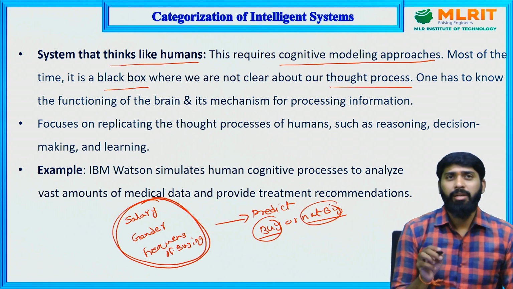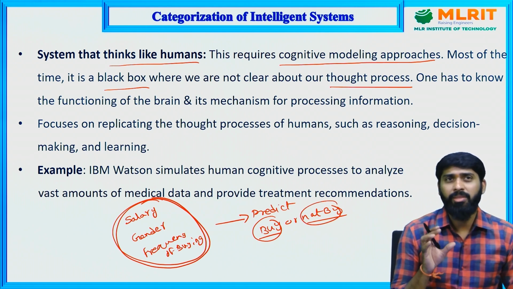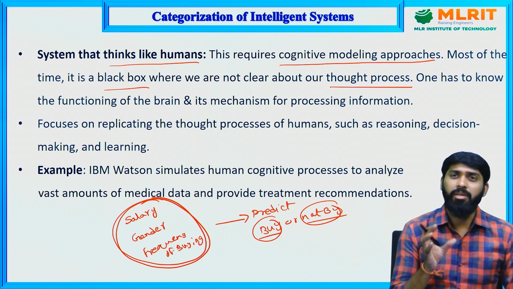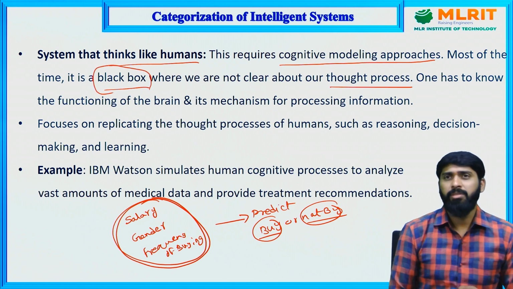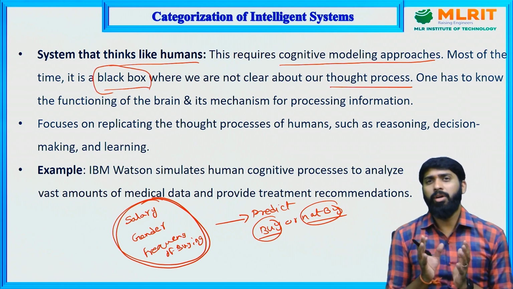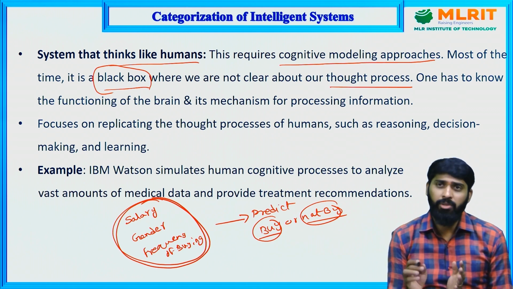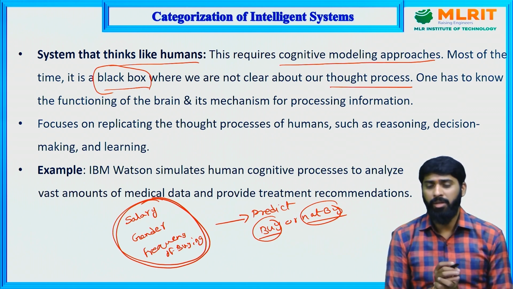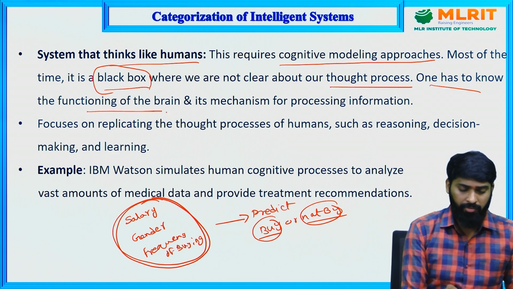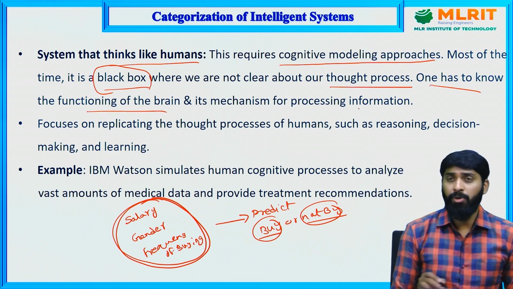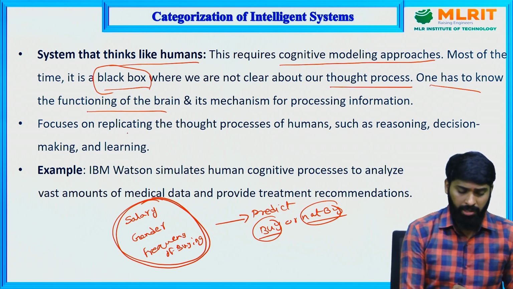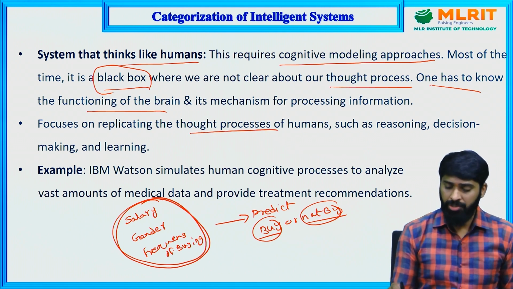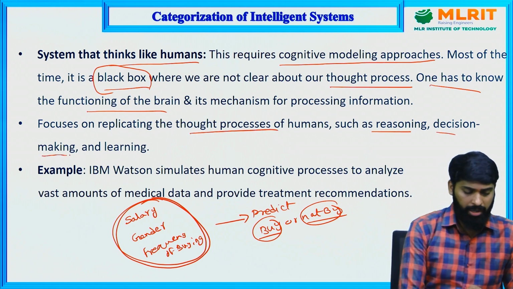Why? Here you are developing a system that thinks like a human, and the thinking level of the human we don't know. So here the thinking level is a black box. That means we don't know the thought process of the human, how they conclude that they are buying or not buying. So one has to know the functioning of the brain and its mechanism for processing information. This methodology we call a system that thinks like a human. It focuses on replicating the thought processes of humans, such as reasoning, decision making and learning.